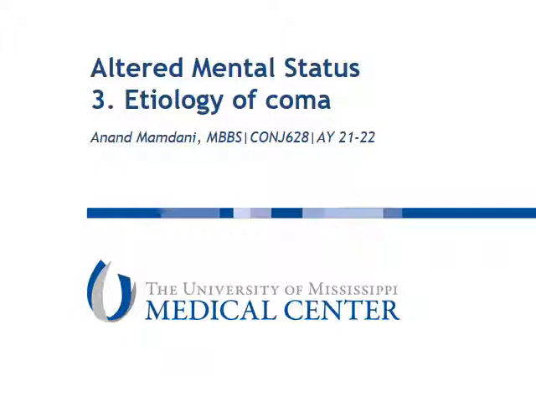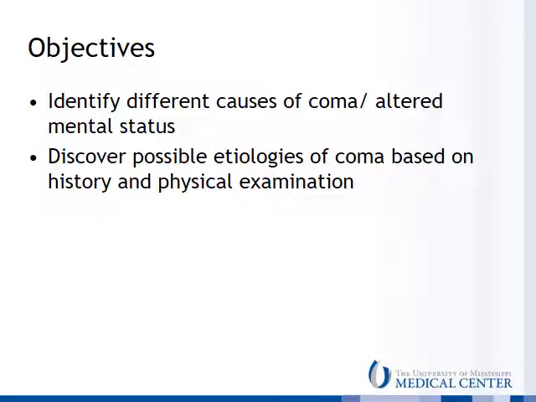This is the third module in the series on altered mental status. It focuses on various etiologies of coma. This module has two objectives. After finishing it, you should be able to identify different causes of coma or altered mental status and discover possible etiologies of coma based on history and physical examination.